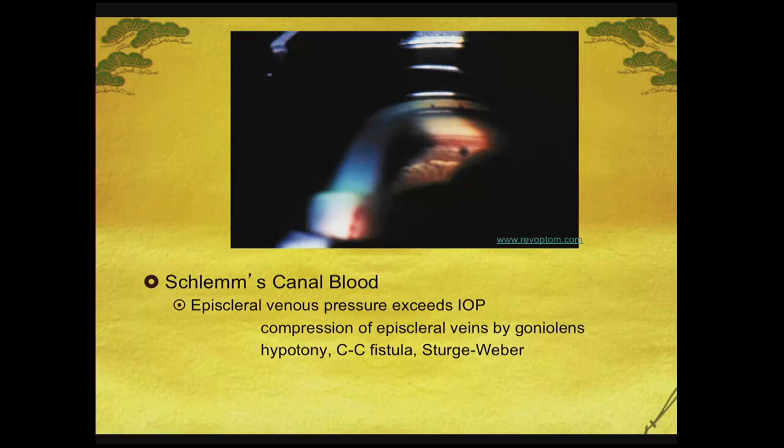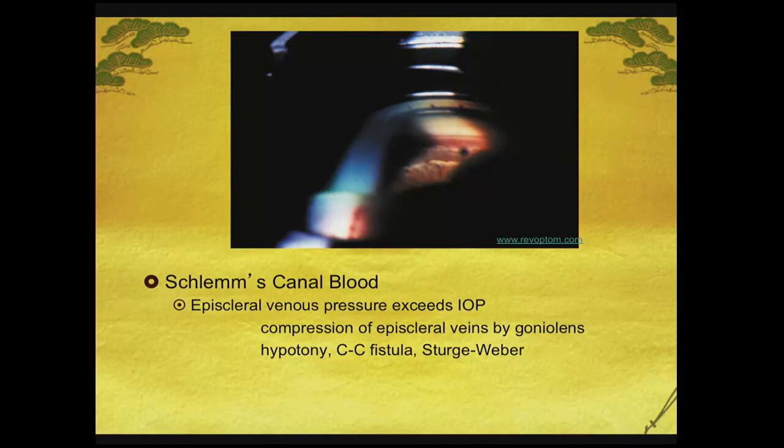Another thing that you can see on gonioscopy is whether or not there's blood in Schlemm's canal. I always found on the test that you're always guessing what they're trying to show, what am I supposed to see on this picture, because the pictures aren't always the best quality. But if you see a reddish tinge to the trabecular meshwork, you should assume that there's blood in Schlemm's canal, giving you that red tinge.